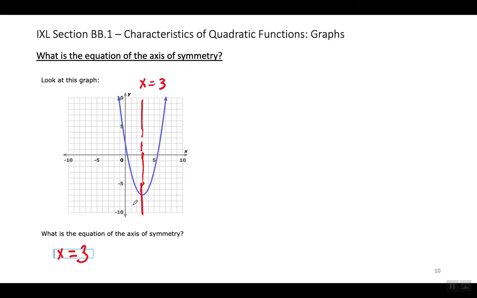An easy way to think about it is you're just writing x equals and then putting whatever is the x coordinate of the vertex. So the vertex right there is at 3, -7. All you're doing is writing x equals whatever this number is of the vertex.